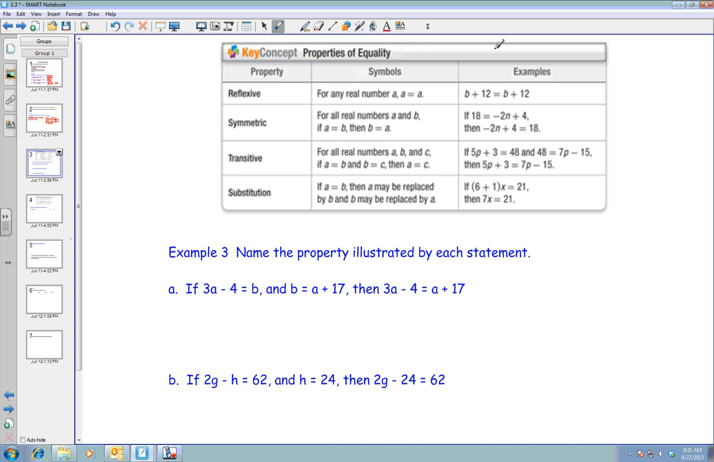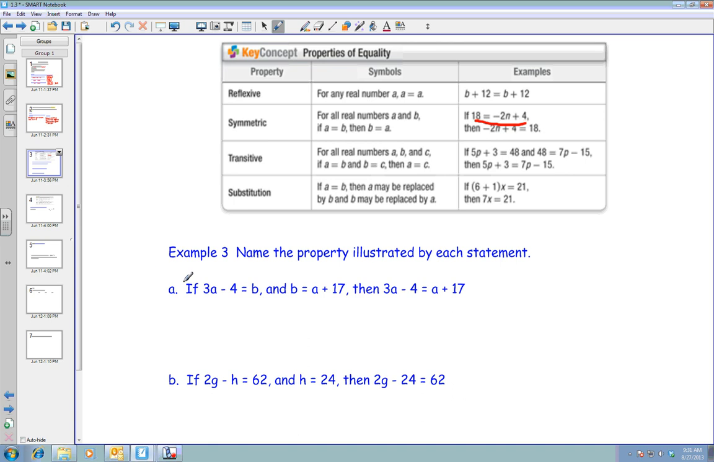Remember, reflexive, you get the exact same thing back on each side of the equal sign. Symmetric takes what's on the equal sign and trades places with it. So 18 equals negative 2n plus 4 is the same thing as negative 2n plus 4 equals 18. The transitive property, remember, you have the first thing is equal to the second is equal to the third, so that means the first and third have to be equal. And then we have the substitution property.